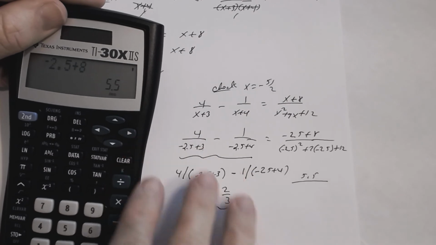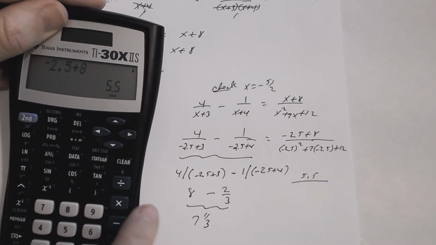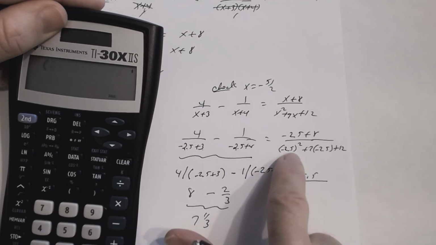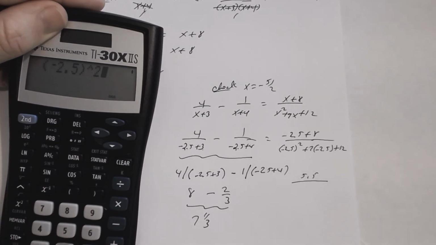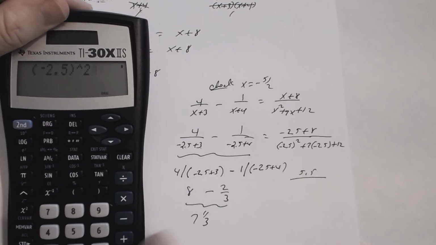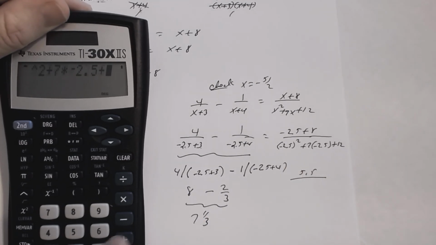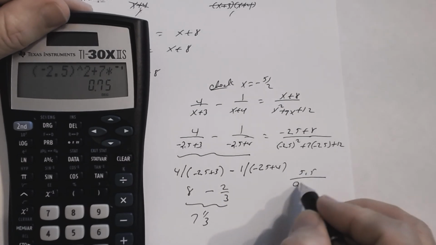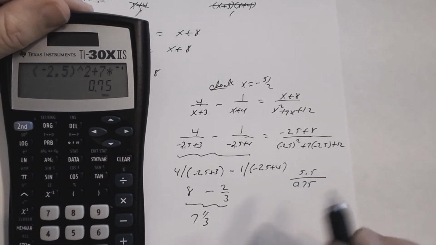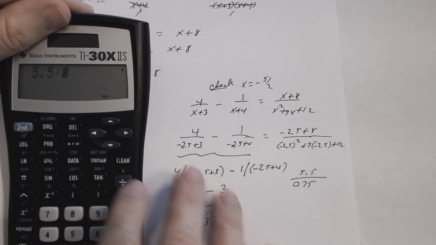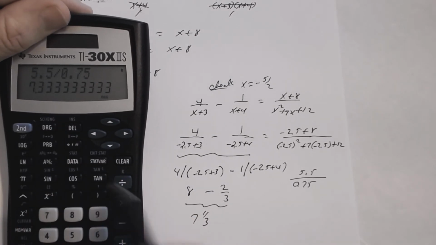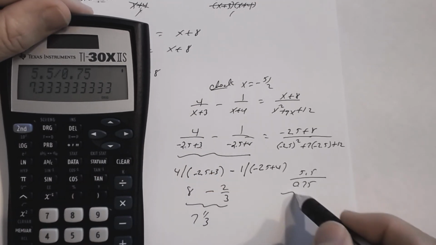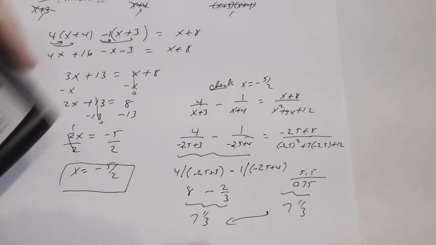The denominator, let's figure that out. So let's just write the denominator as you see it. So in parentheses, -2.5 squared, plus 7 times -2.5 plus 12. So my denominator is 0.75. So now I'm going to take 5.5 divided by 0.75. So 5.5 divided by 0.75 equal, and I get this. Now notice that this is this, right? Isn't that the same thing? So that is 7 1/3. So those are equal. So that means that this is correct.